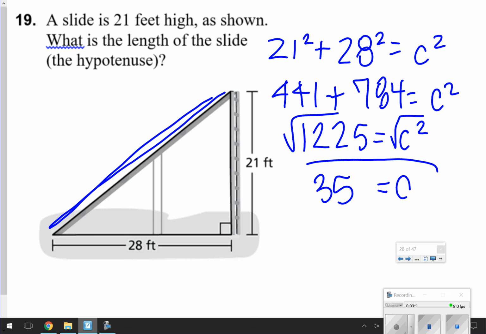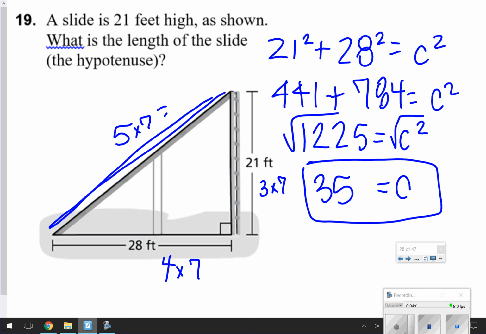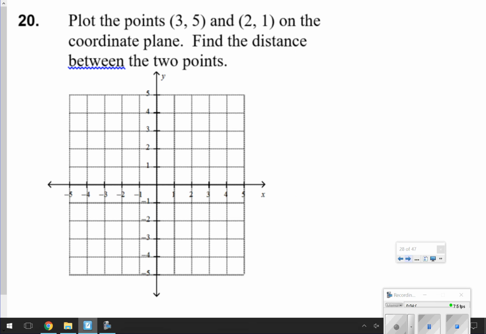I'm going to point out something to you really quickly. Right triangles have the ratio 3 to 4 to 5. So notice that 3 times 7 is 21. 4 times 7 is 28. So 5 times 7 would give you this missing side length, which is the 35 feet. Just a little hint.